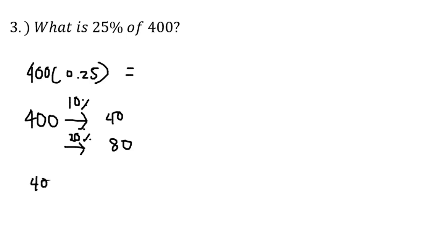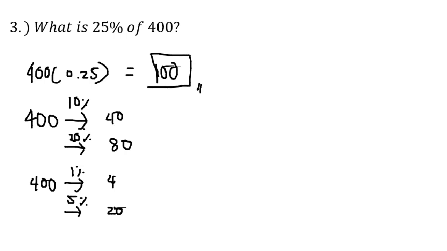That will become 80. And now let's find the 1% of 400. So that's going to be 4. And then we times it by 5 so we can get the 5%. So that's going to be 20. So combine the equivalent value of 20% and 5%, we will get 100 again.